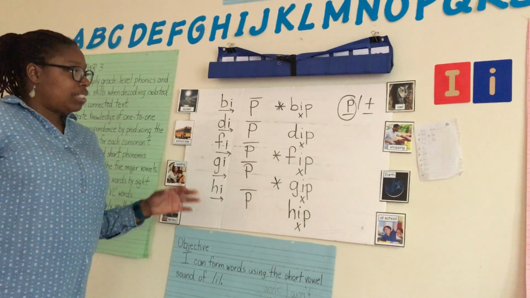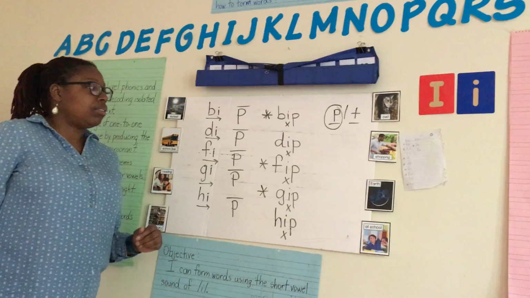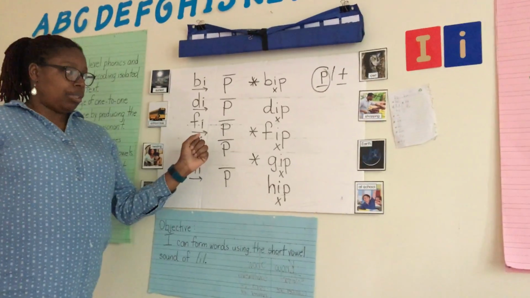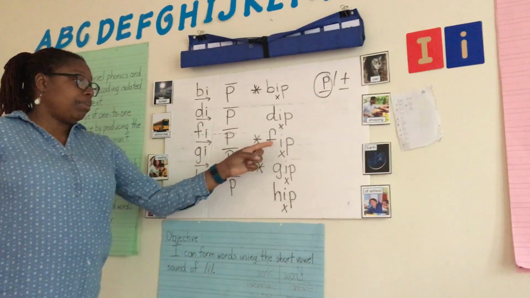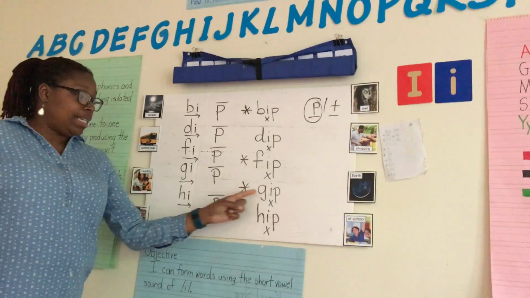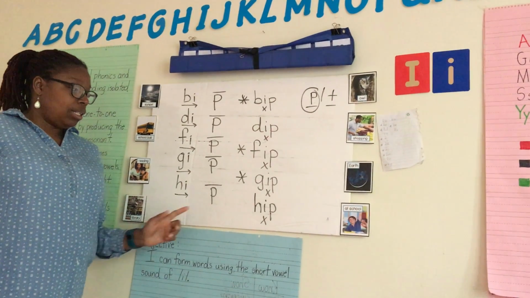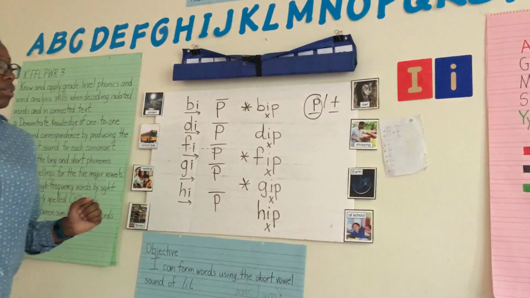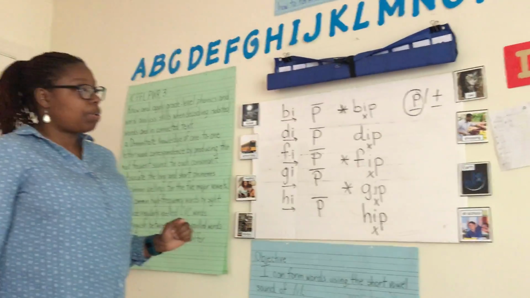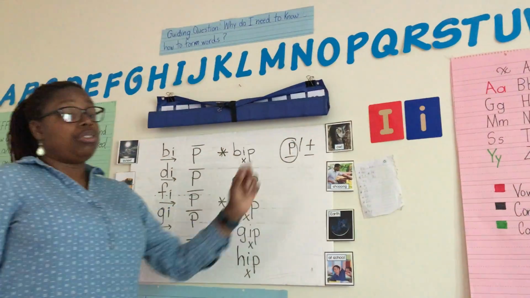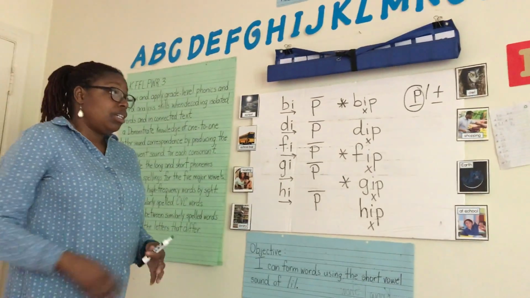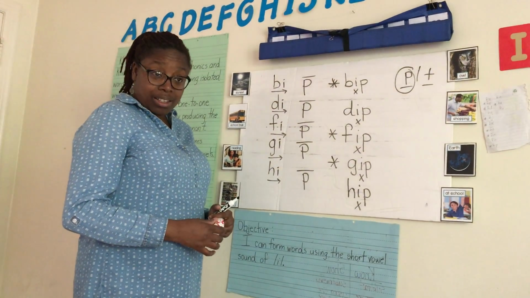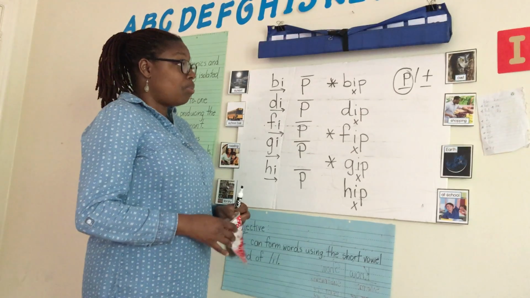So I want you to go ahead and take a moment to make sure you formed all these words. Bip, dip, which is a real word, multi-meaning word. Fip, nonsense word. Gip, nonsense word. Hip, real word. All right. So now we're going to move into the last part, which is the you do. And on the you do, you're going to use the ending sound t to form words.